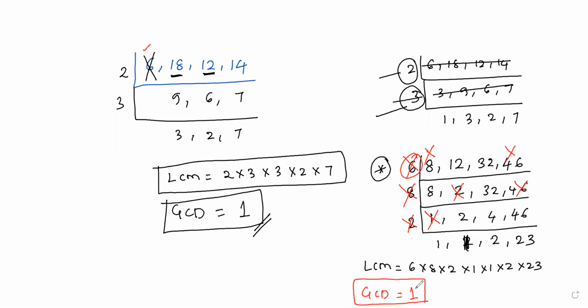When GCD becomes 1, write down that point, and please note down this example. Right. Now let us see another special case here.